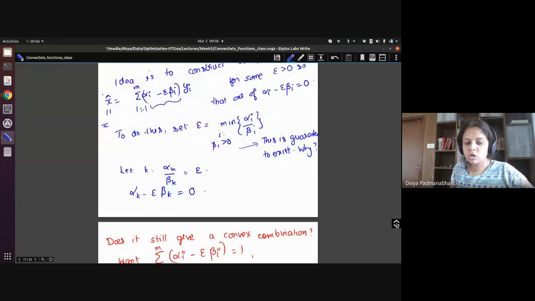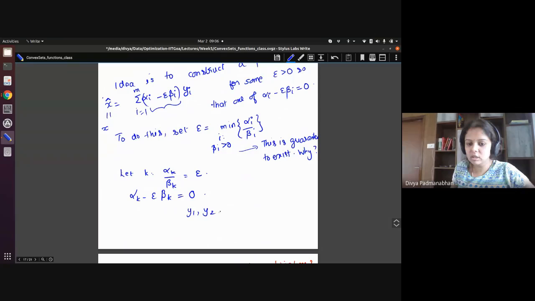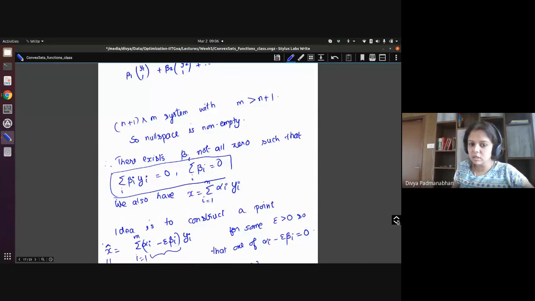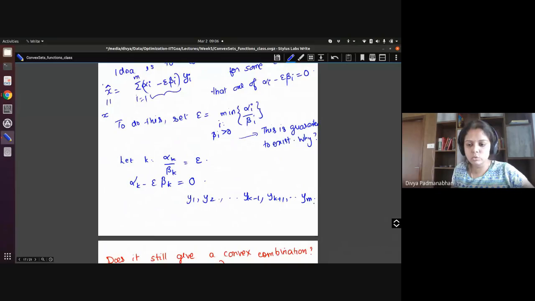So what we got now is a representation using y1, y2 and so on up to yk minus 1. And yk had a coefficient of 0, so we don't consider that. And then you take yk plus 1 and so on up to yn. So this has one point less than your original representation. You keep doing this till you reach n plus 1 and then you're done.